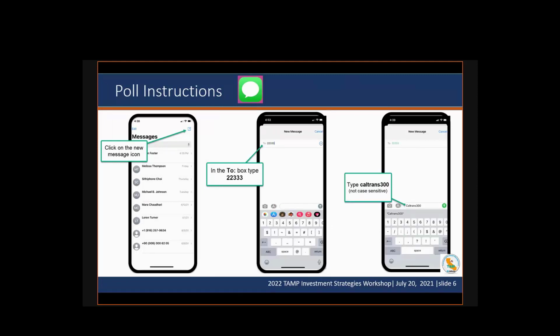Okay, we're going to use polling again. If you have a cell phone available and you can send a text message, the number you'll text is 22333. In the body of the text, type in Caltrans 300. Once you do that, you'll get a reply back. Don't click on that link, please. But once you get the reply back, you're ready to participate in the survey.